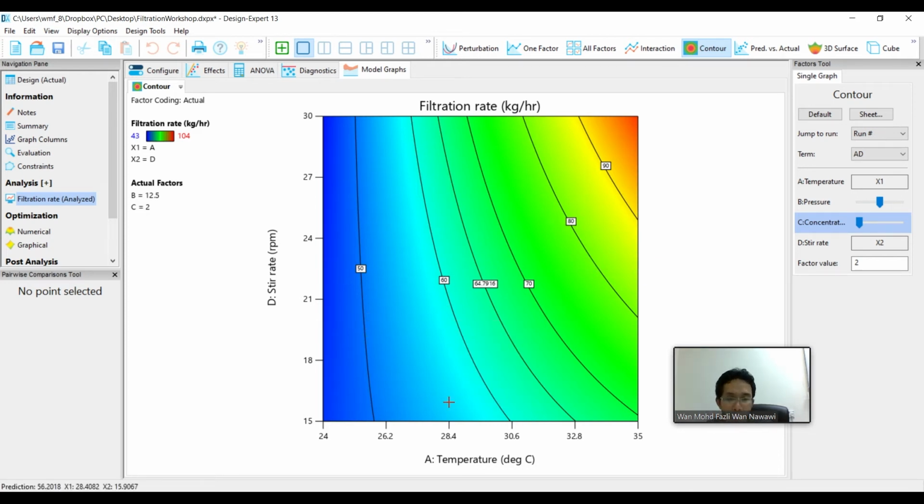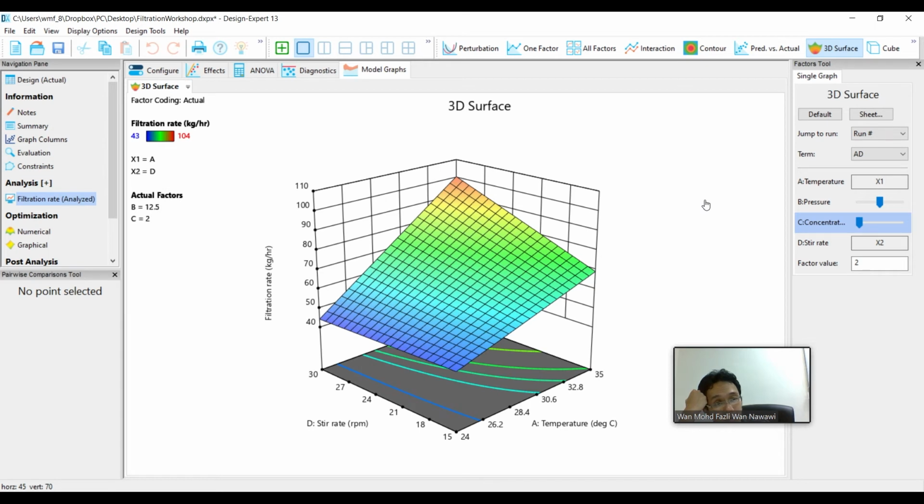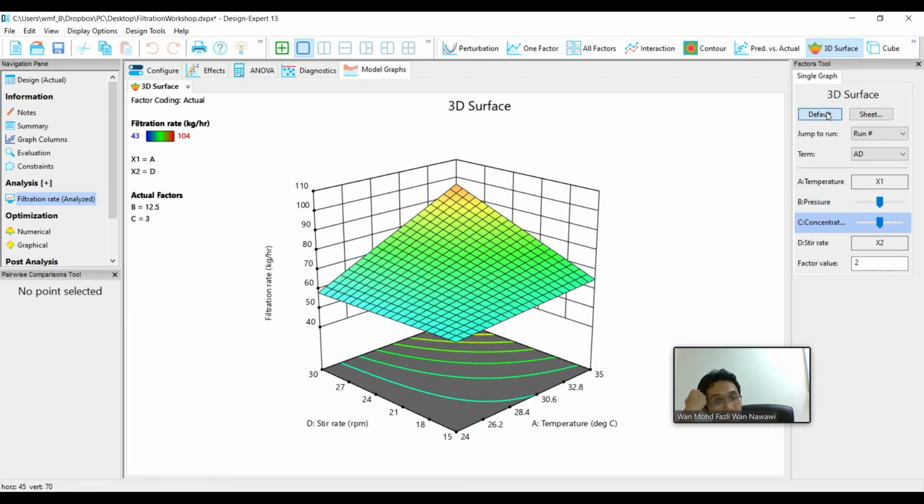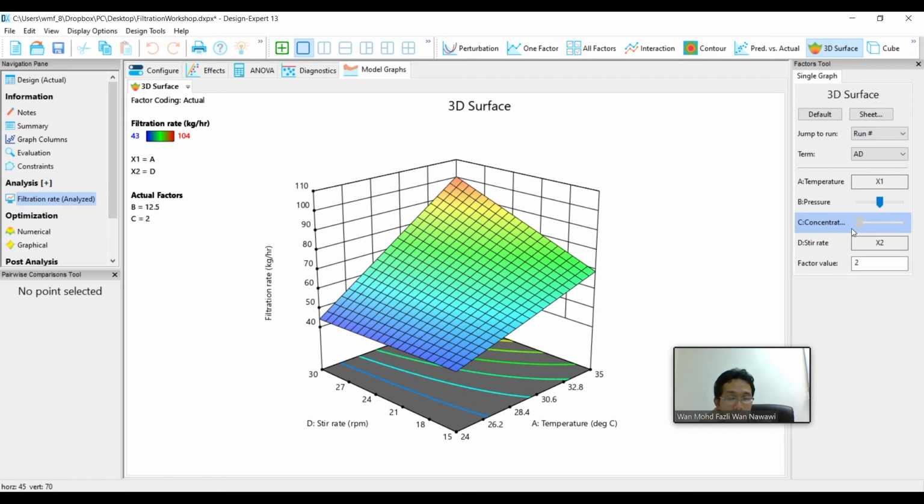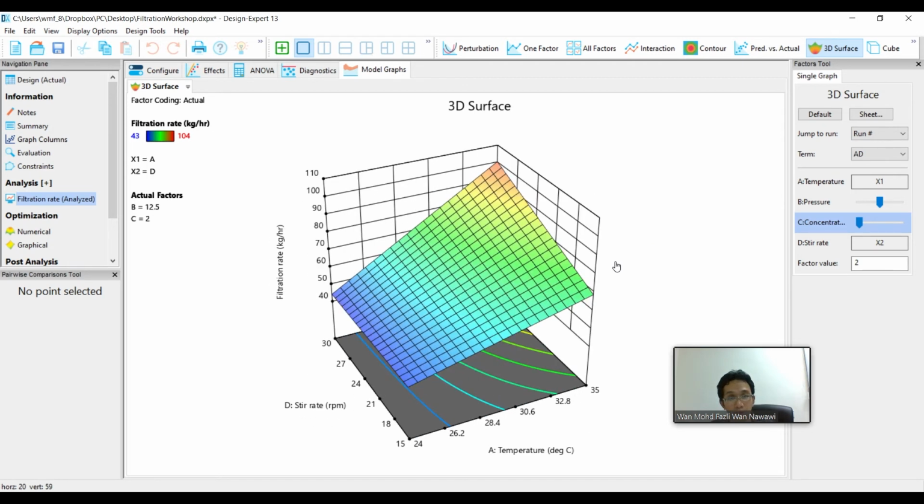And you can also do 3D if you want. You go 3D, so it's like this. If you go default, the concentration will go to the middle. If you go low, you can see it become higher and higher. This 3D surface is also interactive, meaning that you can move it. You just click and move it.